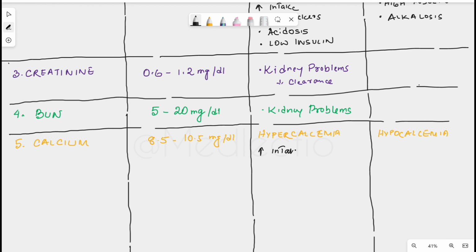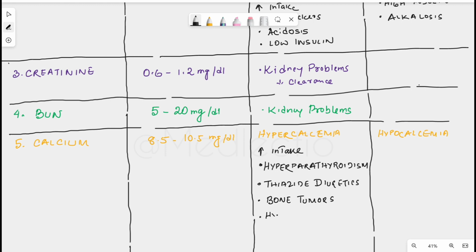Same, if intake increases, then if you have hyperparathyroidism, the parathyroid gland causes calcium excretion from the bones. Then thiazide diuretics cause calcium reabsorption. Then bone tumors, calcium will get excreted from the bone. Then hypophosphatemia too. If you have less phosphate, more calcium will come to the blood and your bone gets weakened.